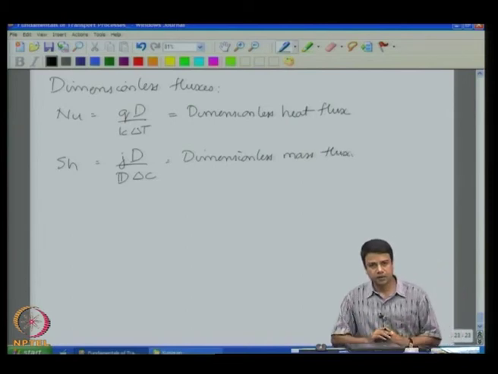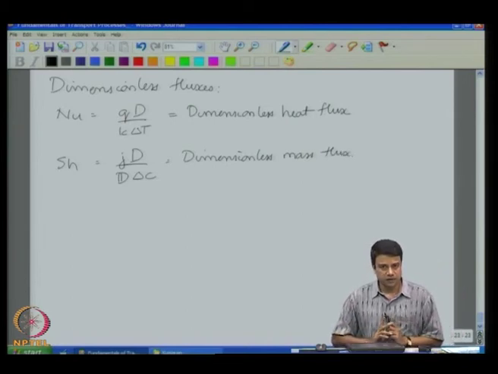So, all of the correlations that we have seen so far relate these dimensionless fluxes, dimensionless heat flux and dimensionless mass flux, to the ratios of convection and diffusion of momentum, the ratios of diffusion of mass and momentum, and the ratio of diffusion of heat and momentum.